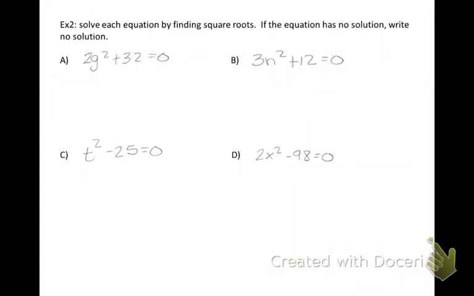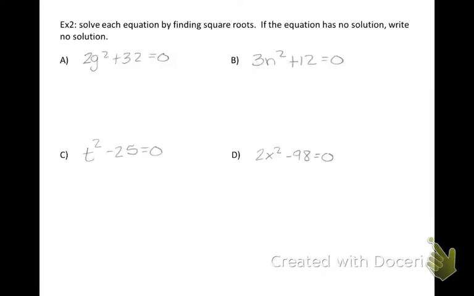It says solve each equation by finding the square roots. If the equation has no solution, write no solution. It's the same idea, except this time you don't have to graph it. So I'm going to get G. I need to solve for G on this one.